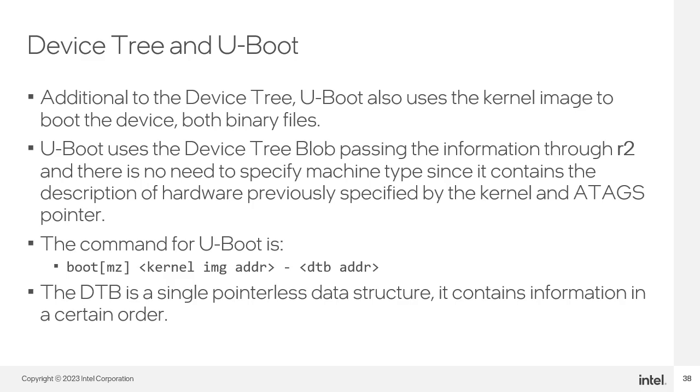The device tree blob file is a single pointerless data structure that can contain information in a certain order. Some of the elements of the data structure are the header, the memory reservation block, the structure block, and the strings block.